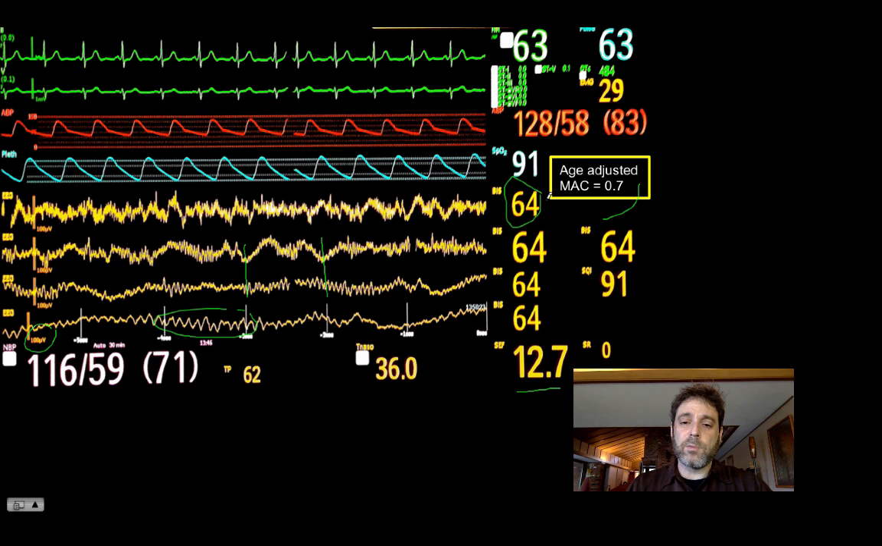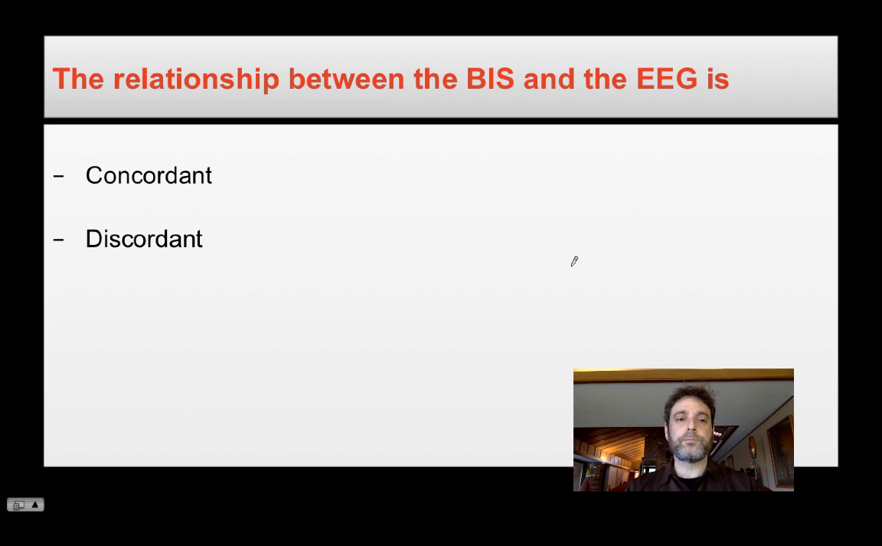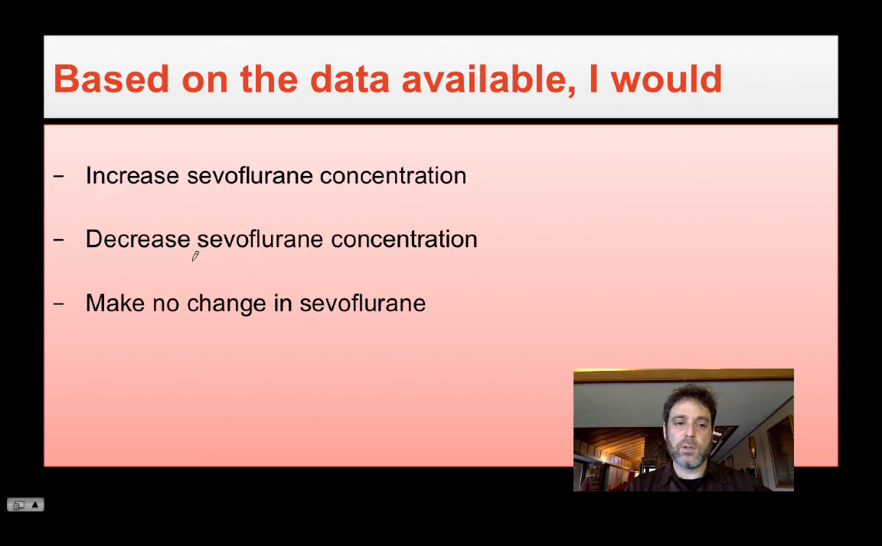This BIS number seems nonsensical for what I'm seeing on the EEG and the clinical context. The spectral edge frequency is consistent with the EEG. So basically the BIS is wrong in terms of what it should be indicating, and I can't see any good explanation for this artificially elevated BIS value. So the relationship between the BIS and the EEG is concordant or discordant. I think I've kind of given you a clue to that, and you can probably ascertain that it's discordant.